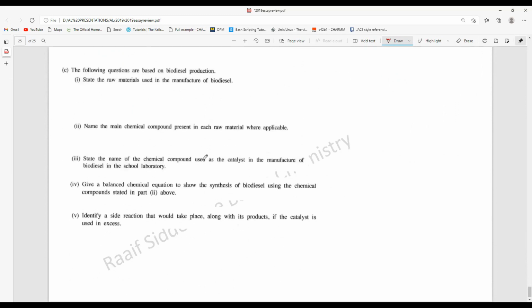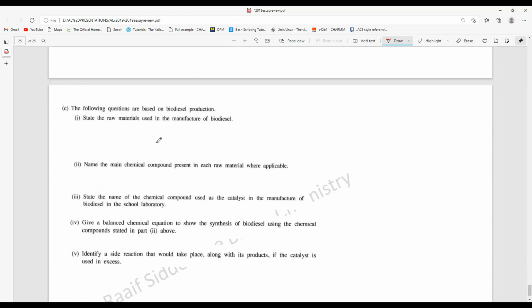Okay, the last part is based on biodiesel production. State the raw materials used in the manufacture of biodiesel. You might know that in the present, many people are trying to find alternative energy resources. One of them is biodiesel, because people think in 30 to 40 years, we are going to be limited in our fossil fuels. Also fossil fuels are not good because burning them gives a lot of carbon dioxide. So basically for this one, plant oil is necessary because it has triglycerides.